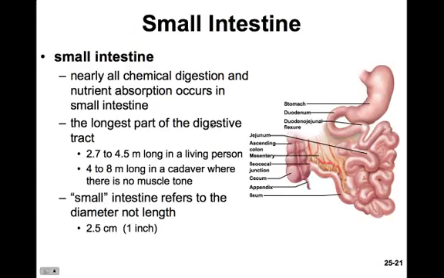It's the longest part of the digestive tract for sure. It can be up to 4.5 meters long in a living person, but when you lose all the muscular contraction in a cadaver, you'll see that it could be up to about 8 meters long. And certainly the word small refers to its diameter, not its length.